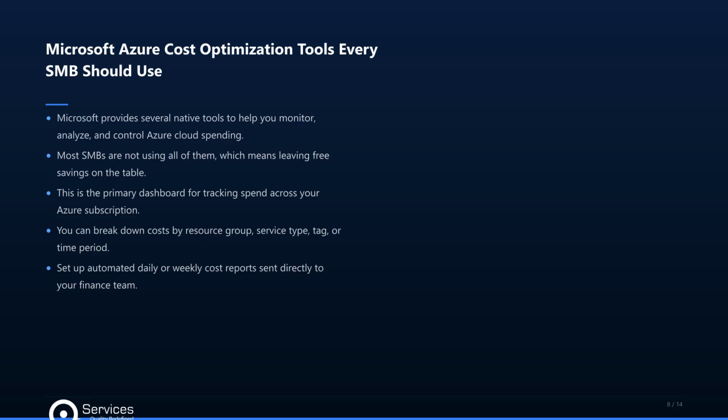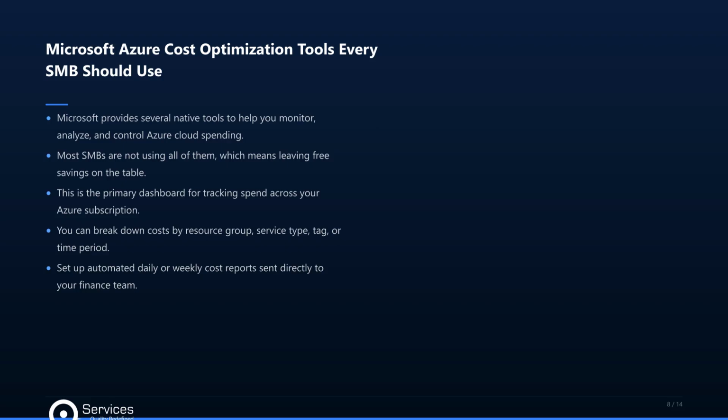Azure Advisor. Beyond right-sizing VM recommendations, Advisor surfaces security, performance, and reliability improvements alongside cost savings. Checking it weekly takes about 10 minutes and consistently produces actionable changes. Our post on 7 proven Azure cost optimization tips for SMBs covers how to prioritize Advisor recommendations for maximum financial impact.